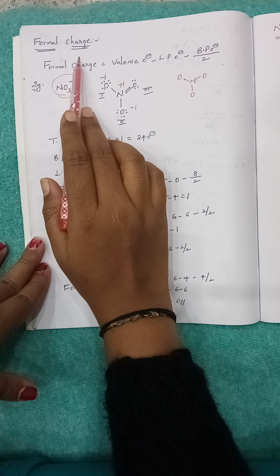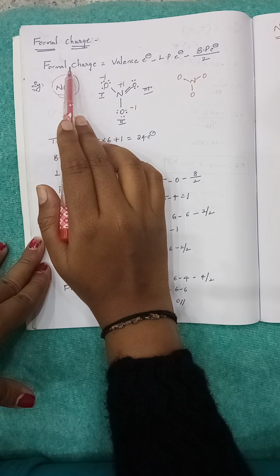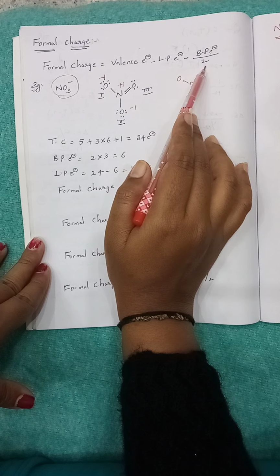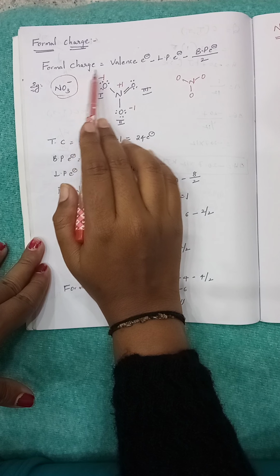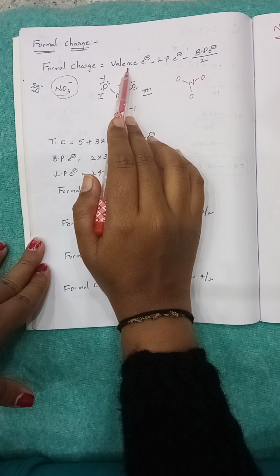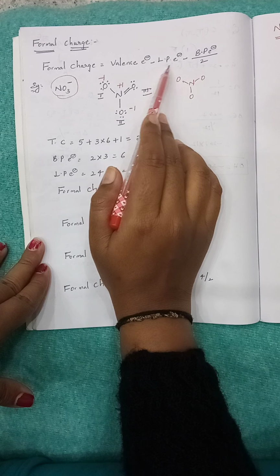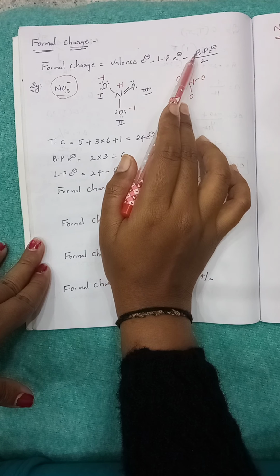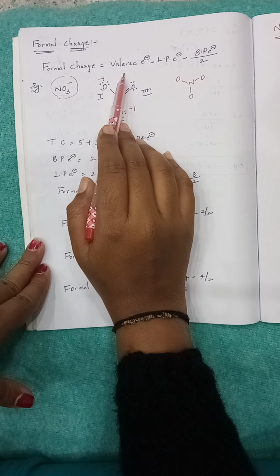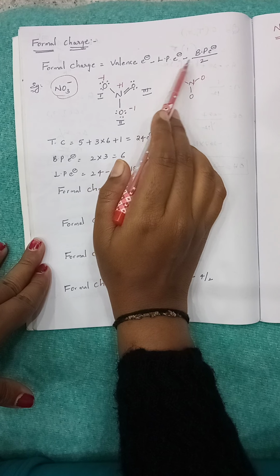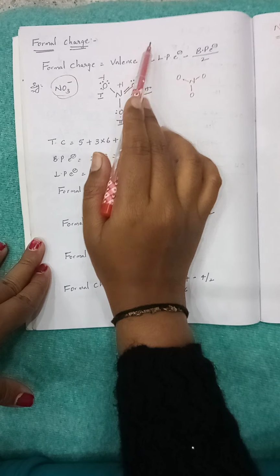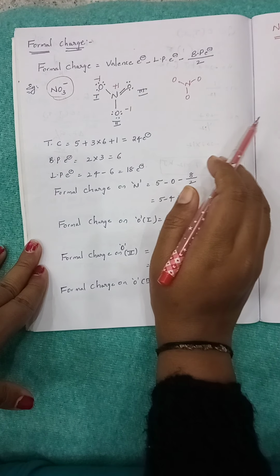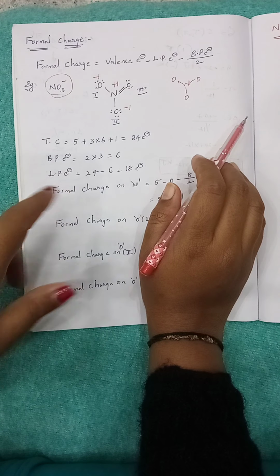It is very important for 2 marks. So how to find out formal charge? By using this formula we can easily find out the formal charge for any atom present in a molecule. Formal charge is always equal to valence electrons minus lone pair electrons minus half of the bond pair electrons. By using this formula we can easily find out the formal charge for a particular atom present in a molecule.